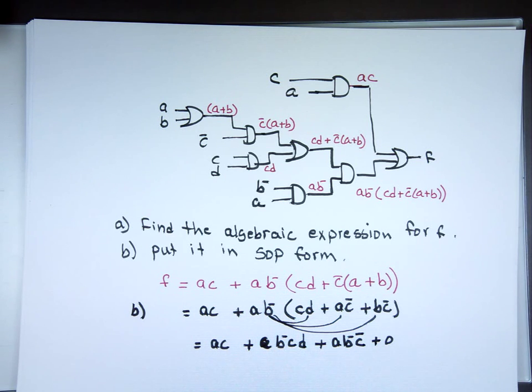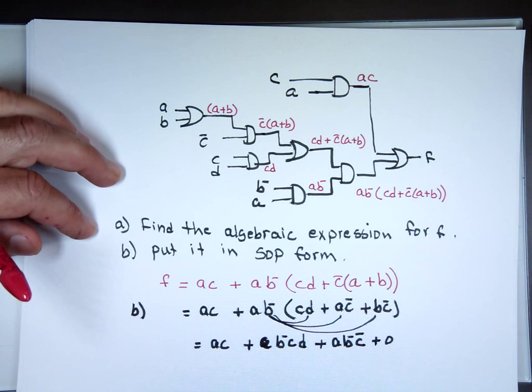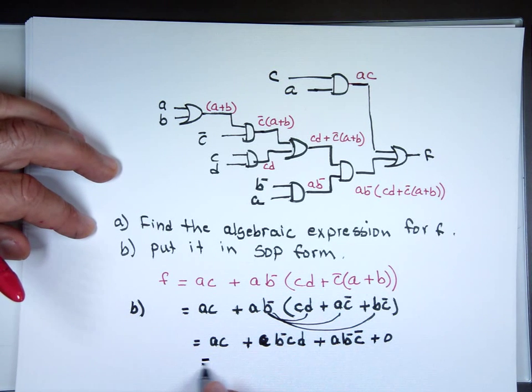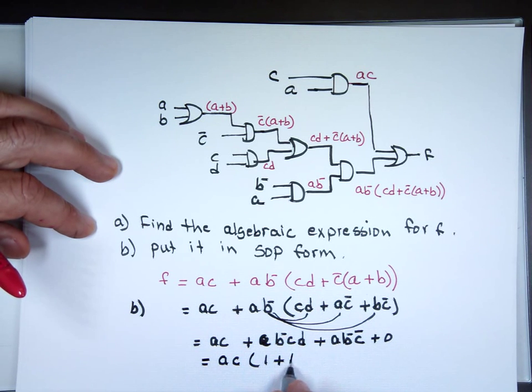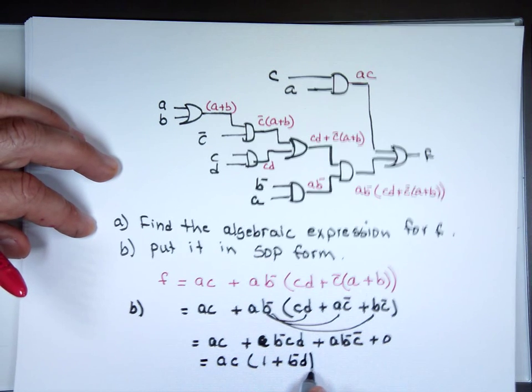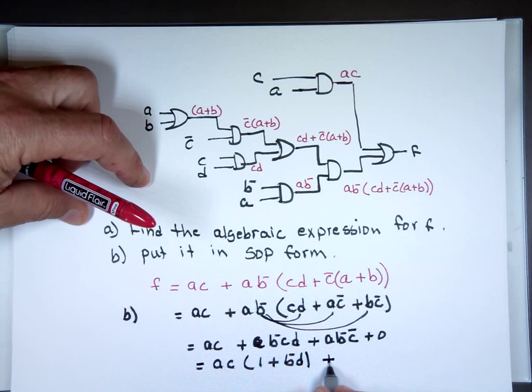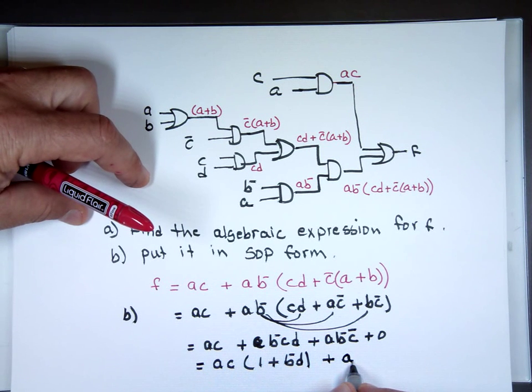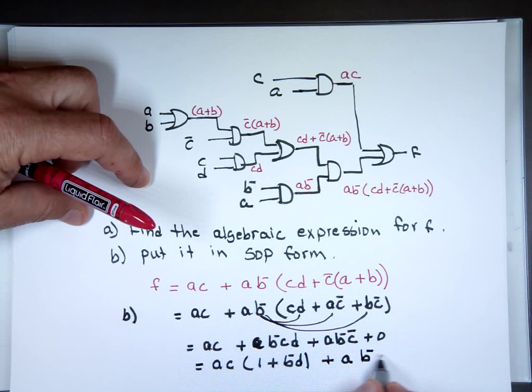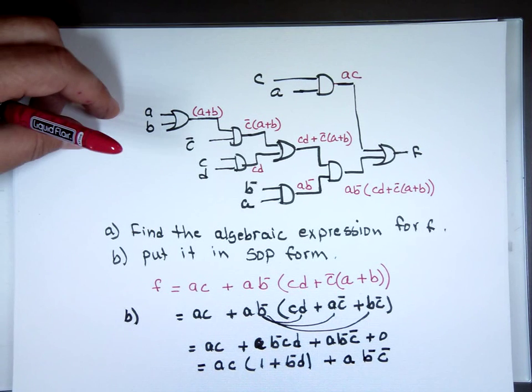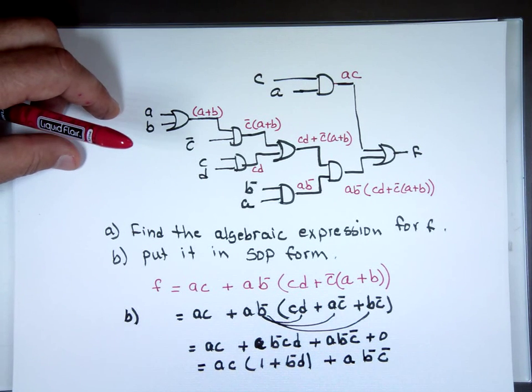If you look at the first two, you can factor out what? AC. What's left? 1 plus B bar D. And what's ORed with anything? Is that a 1? Yeah.